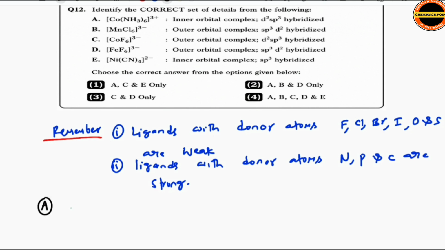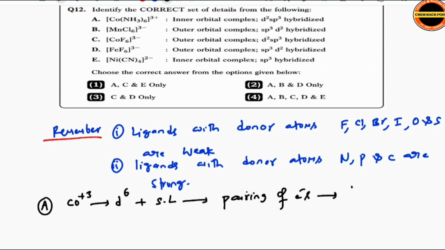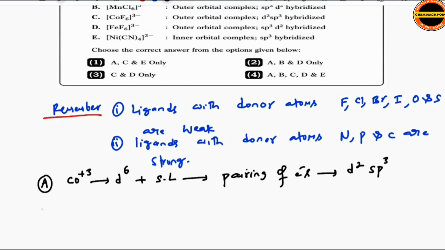See in A part, cobalt is in +3 state. So +3 configuration, there is d6. That too here plus strong ligand. NH3 is strong ligand. So whenever there is d6 configuration with strong ligand, we know pairing occurs. Whenever there is pairing of electrons, inner d complex is formed. So inner d orbital is empty and coordination number here is 6. So d2sp3 you will get in this case.